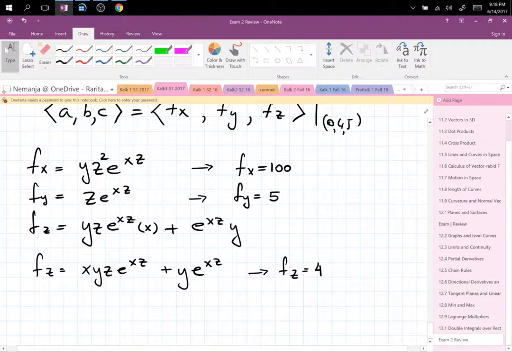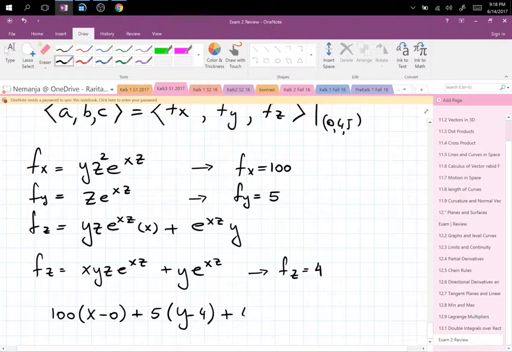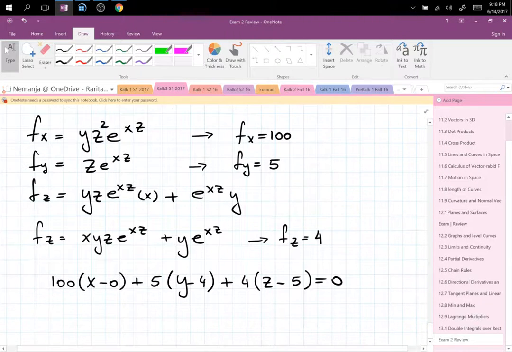So to put our equation of the plane together, we have fx, which is 100, times x minus 0, plus fy, which is 5, times y minus 4, and then plus 4 times z minus 5 equals 0. You can simplify this by saying 100x plus 5y plus 4z is equal to, we have negative 20, and negative 20 equals 40.